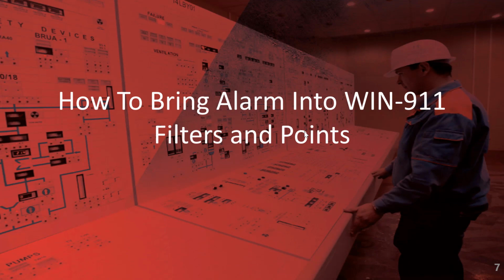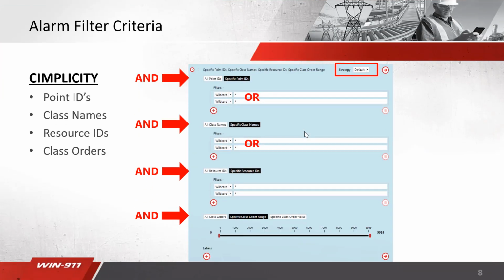Now let's go ahead and talk about those alarms and how you can bring them over into Win911. Each SCADA is different, so for Simplicity, you can filter your alarms based on certain alarm attributes, including your point IDs, your class names, resource IDs, and class orders. For the purpose of this video, I'll talk about three of them, which includes your point ID, your class name, and your class orders, but it will be a similar process for your resource IDs.